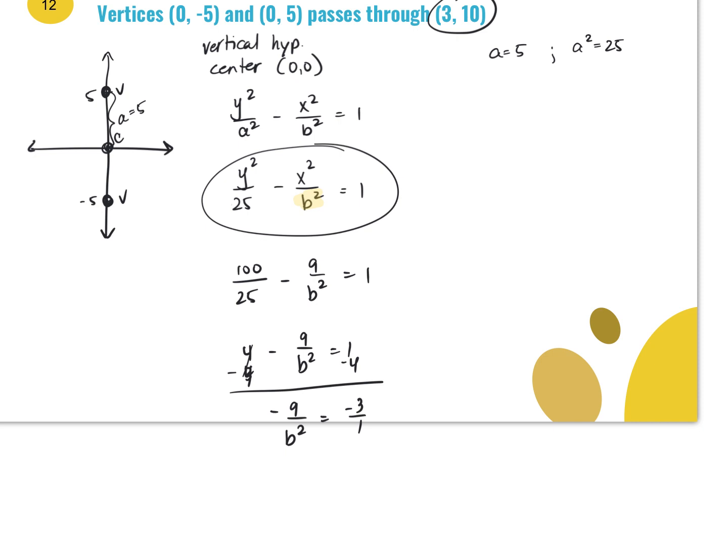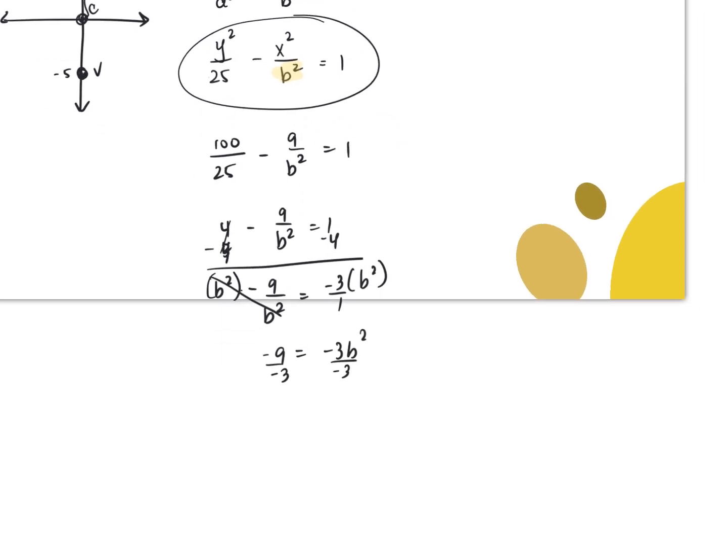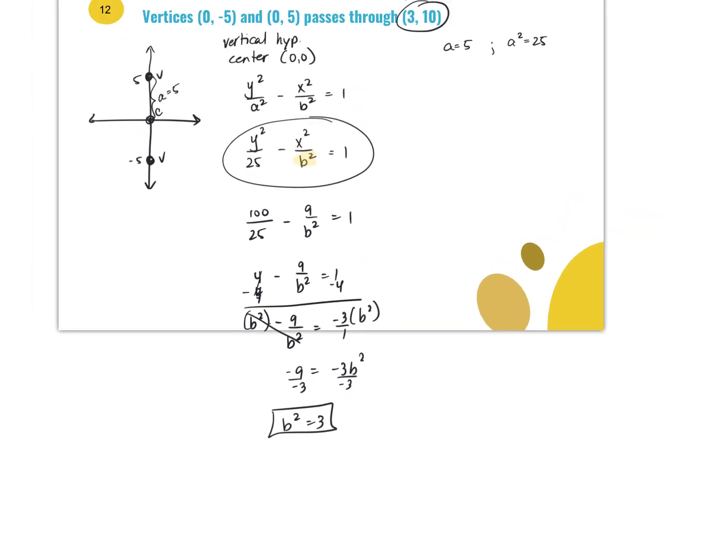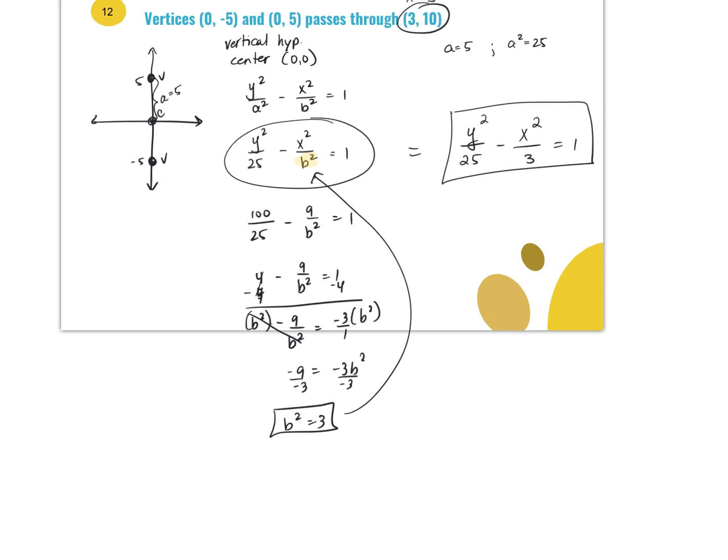I'm going to multiply both sides by b squared. Let's do that, right? b squared here and b squared here. And I'm going to get minus 9 equals minus 3b squared. And I'm going to divide both sides by minus 3. And I'm going to get b squared equals 3. And now that I have b squared, I can plug it back in there. So the final answer is going to be y squared over 25 minus x squared over 3 equals 1. And there's the equation to my hyperbola.